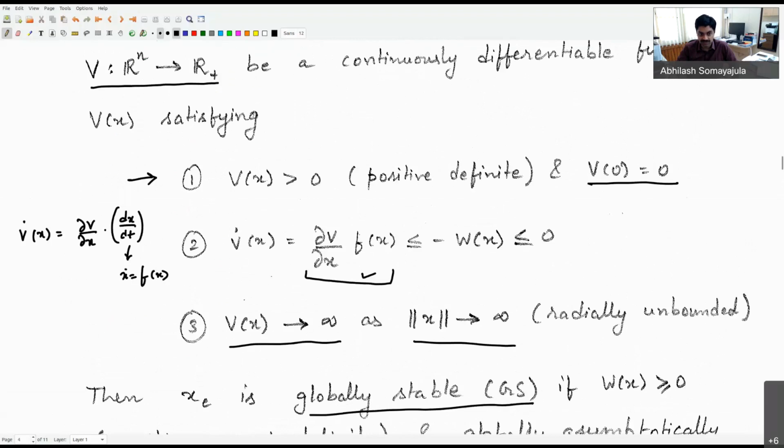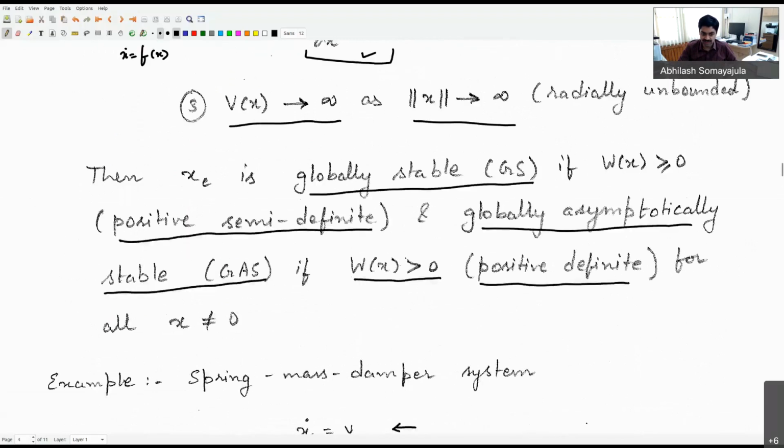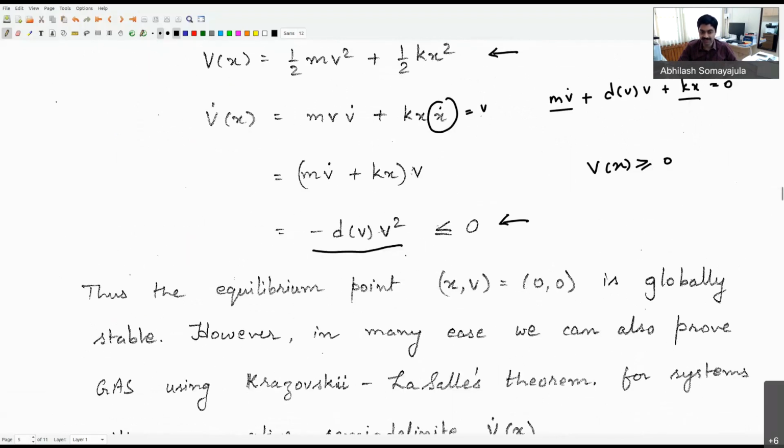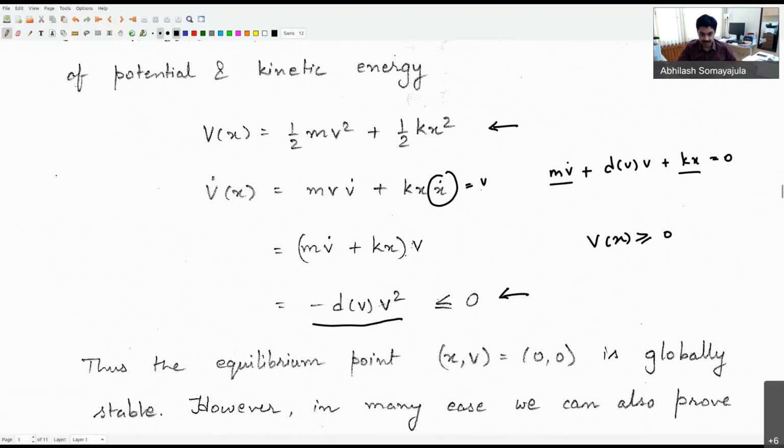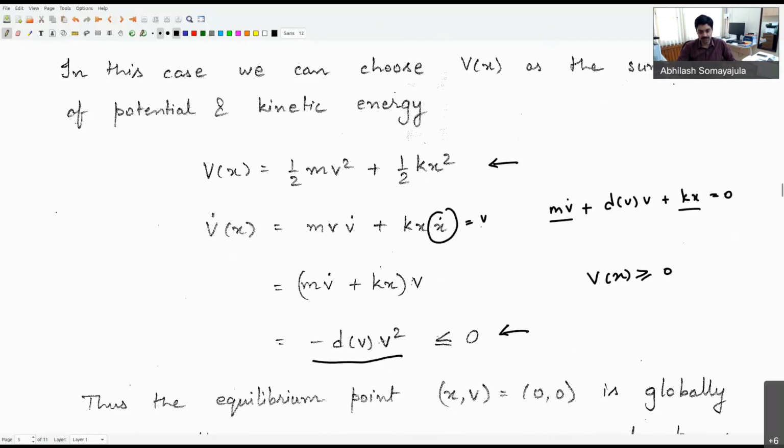Okay, and V of x is unbounded, which means as x and v go to infinity, V also tends to infinity, right? So under these conditions, I can say that the system is globally stable. But we will see that it's not just globally stable. We can say more about it in this case, because we precisely know, because of the damping, the system will be asymptotically stable. But this does not give us that.